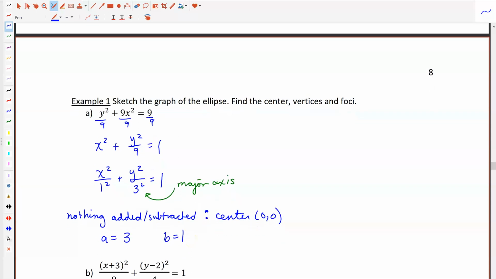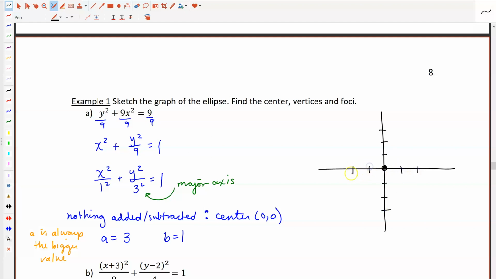Okay, so remember, a is always the bigger value. It doesn't matter what variable it's associated with, a is going to be the bigger value. So let's see what we have so far. Come on over here, let's go ahead and start sketching. So I'm going to have a major axis along the y-axis. I got my center at 0, 0. So I'm going to go up 3, down 3, and then side to side I'm only going to need to go 1 unit.